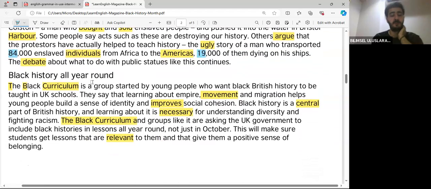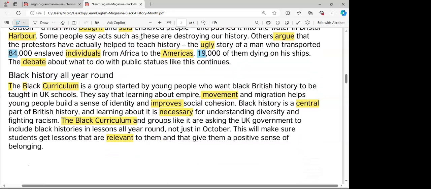Ms. Aroub, Black History all year round. The Black curriculum is a group started by young people who want Black British history to be taught in UK schools. They say that learning about empire, movement, and migration helps young people build a sense of identity and improve social cohesion. Black history is a central part of British history, and learning about it is necessary for understanding diversity and fighting racism. The Black curriculum and group like it are asking the UK government to include Black histories in lessons all year round, not just in October. This will make sure students get lessons that are relevant to them and that give them a positive sense of belonging.